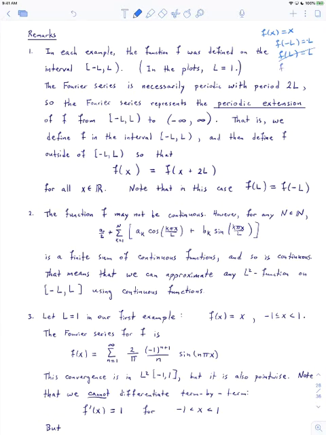So we want f at L to be equal to f at minus L because we want these two quantities to be equal. So that's why I was excluding the right endpoint on these intervals. So that's our first remark.